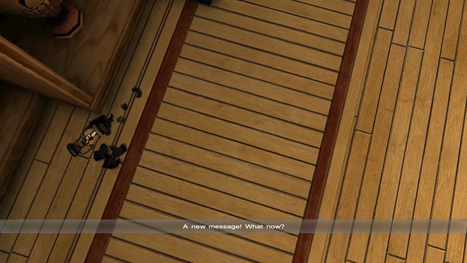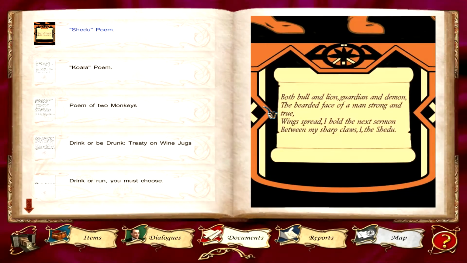A new message. What now? Okay, both bull and lion, guardian and demon, the bearded face of a man strong and true. Wings spread, I hold the next sermon. Between my sharp claws, I, the Shadow.